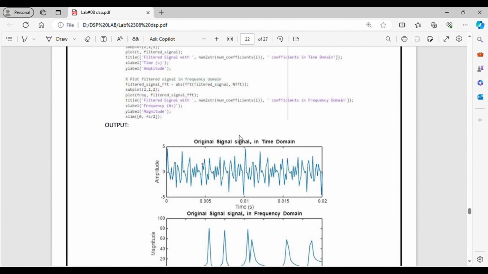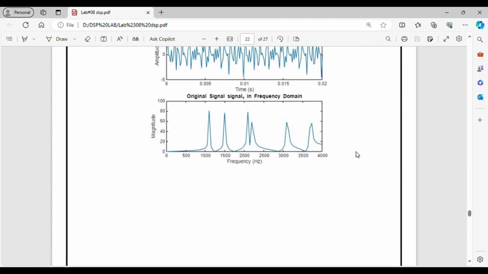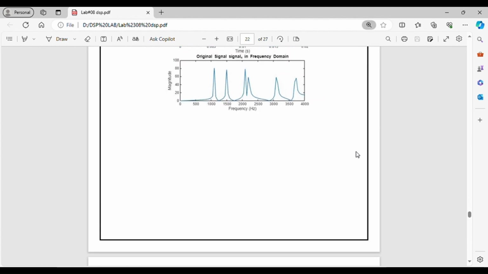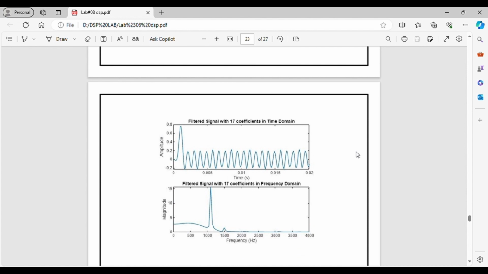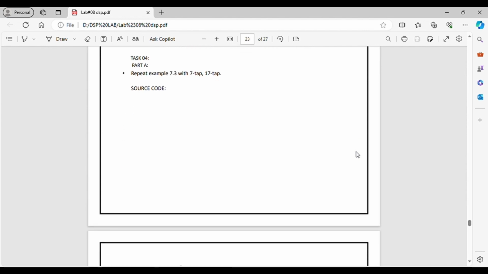this. Original signal in time domain, original signal in frequency domain. The filtered signal with 17 coefficients in time domain, the filtered signal with 17 coefficients in frequency domain. In task number 4, repeat the example with 7 tap and 17 tap.